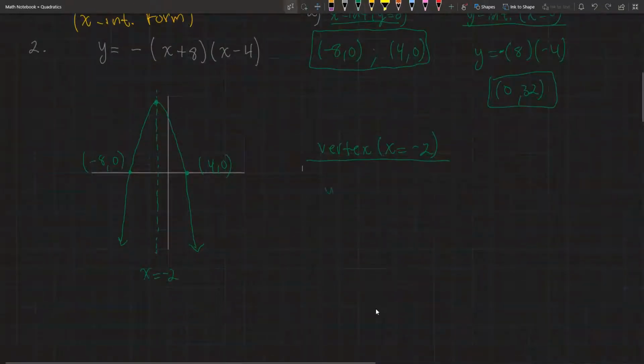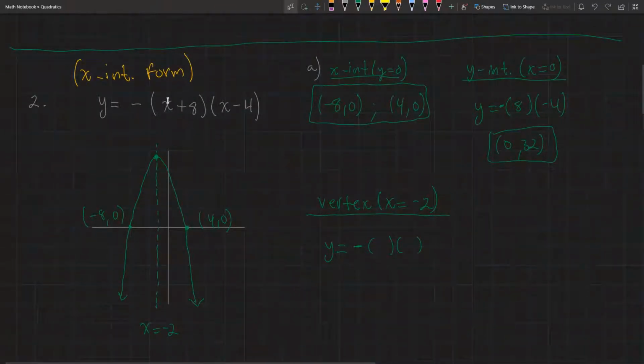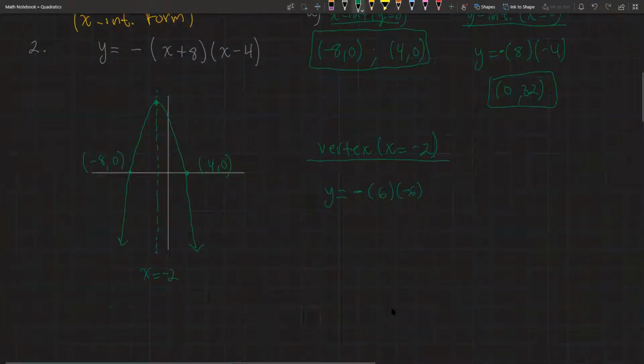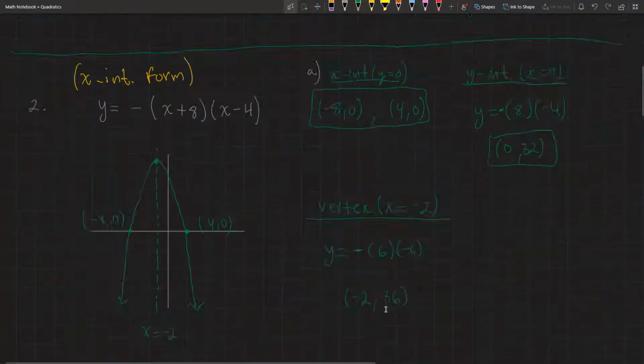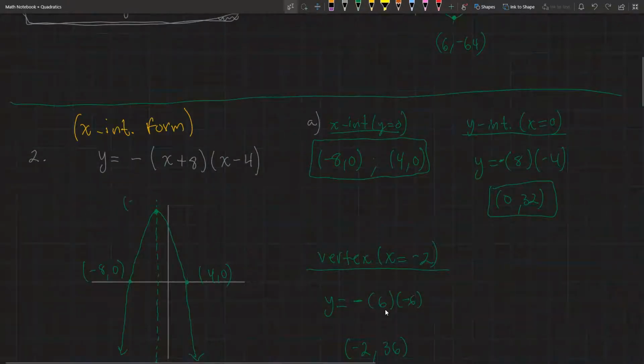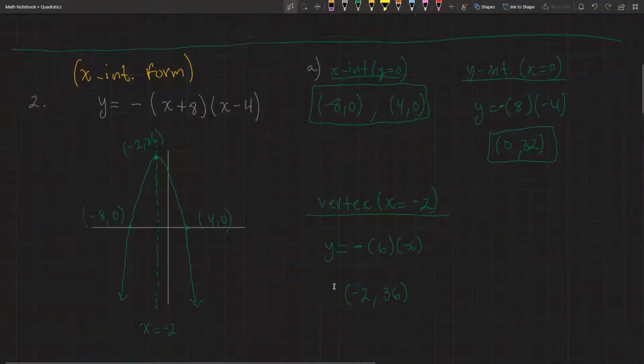Let's do a little bit of algebra here. Y equals negative something times something. That's the format of the factored form given to us. When we plug in a -2 here, -2 plus 8 is 6. And on the second factor, -2 minus 4, -6. So this simplifies all to +36, which makes sense with our picture. So the point should be labeled as -2, 36, which I will do on my picture as well. Nice, it's looking pretty good here. I think I'm ahead of you guys.